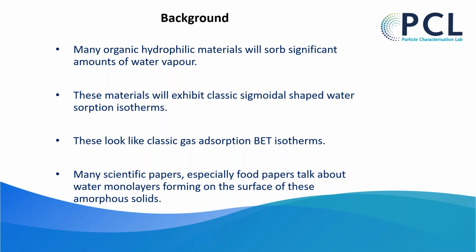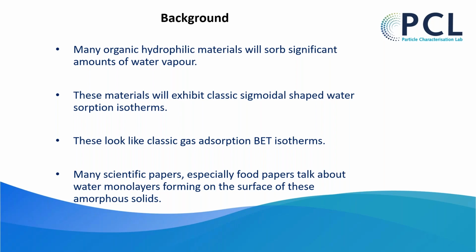So the background to this is the fact that there are many organic materials that are hydrophilic, and they absorb a lot of water. For example, cellulose materials, a piece of paper will typically have 10 to 15% water in it. And if you were to measure an absorption isotherm for that piece of paper, you would see an isotherm, which we'll see later on, that is classic sigmoidal shaped. Indeed, it looks very much like a gas absorption isotherm for BET.